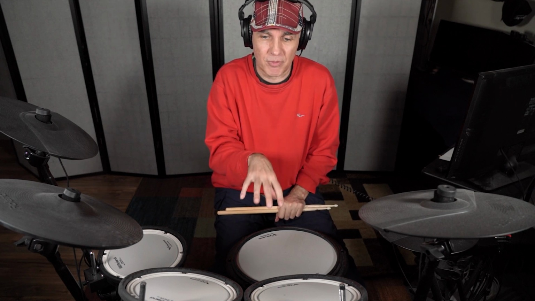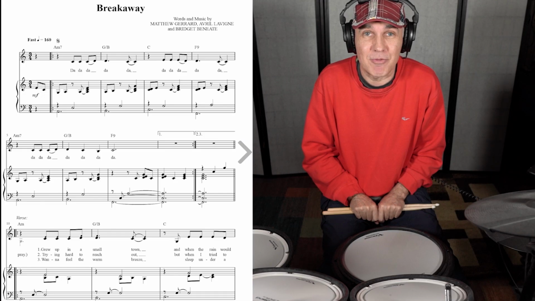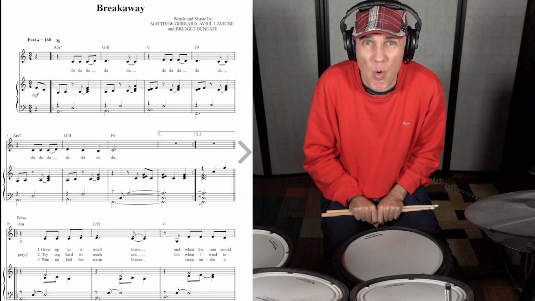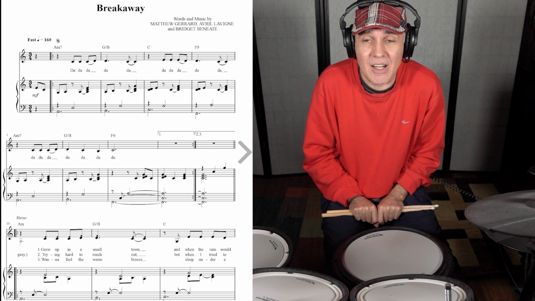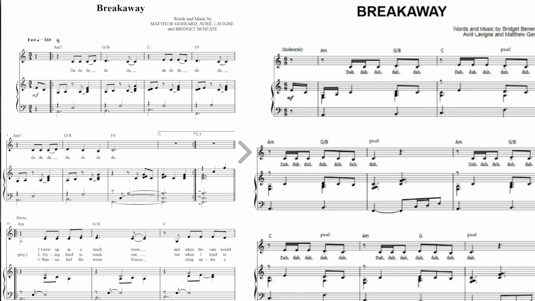Another song is Breakaway. How about Breakaway by Kelly Clarkson? I'll link the performance she's doing. This song, now, you can find sheet music. It's written in 3/4. And I also found it written in 6/8, because it has the same feel of the 6/8, and that's at 160 beats per minute.